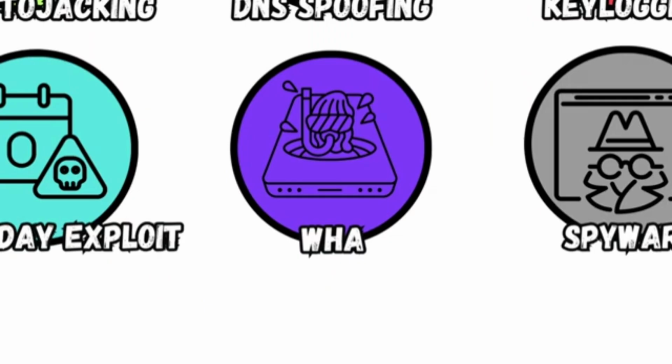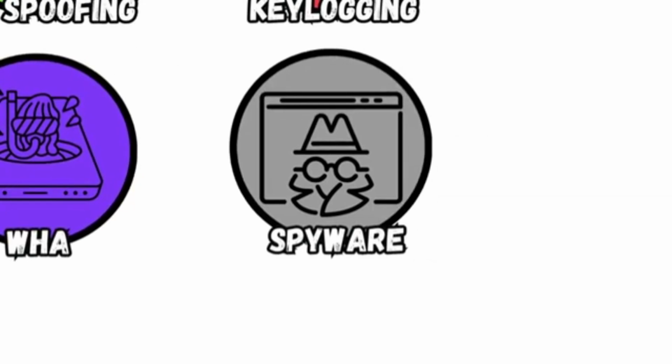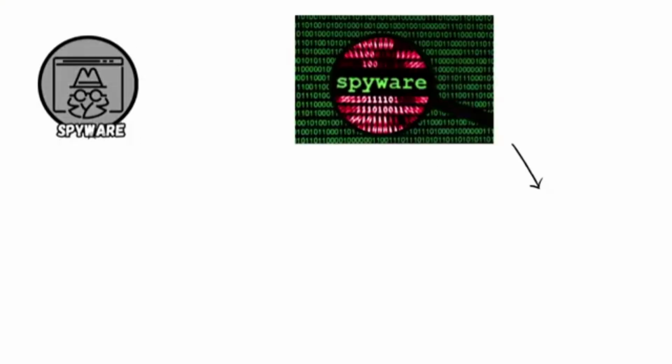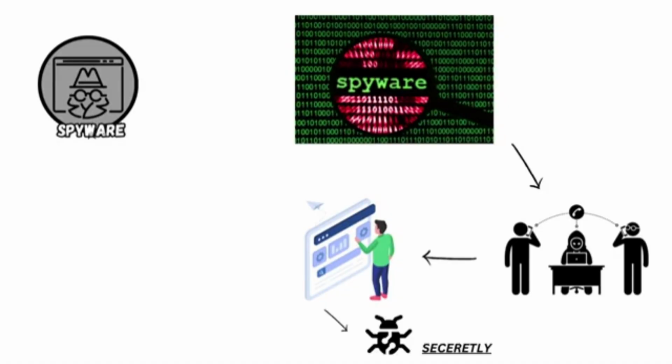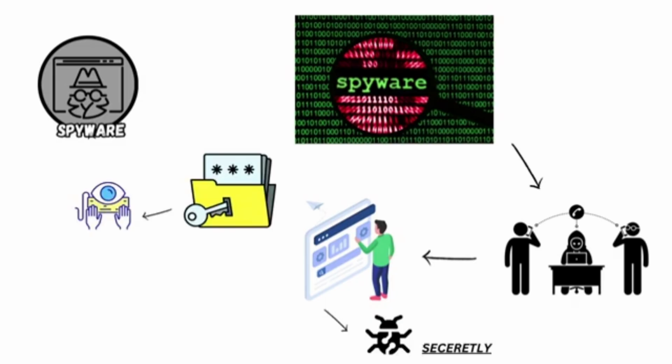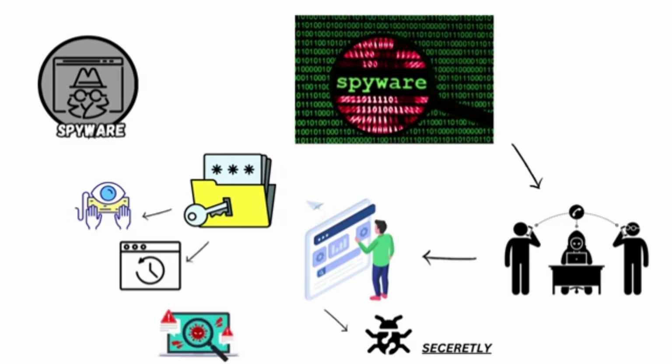And the last but not the least attack is spyware. Spyware is malicious software that secretly monitors a user's activities without their knowledge. Spyware can track browsing history, capture screenshots, record keystrokes, collect passwords, monitor online activities, and steal personal information. For example, you install a free application from an untrusted website. Hidden inside is spyware that silently sends your browsing history and saved passwords to an attacker.